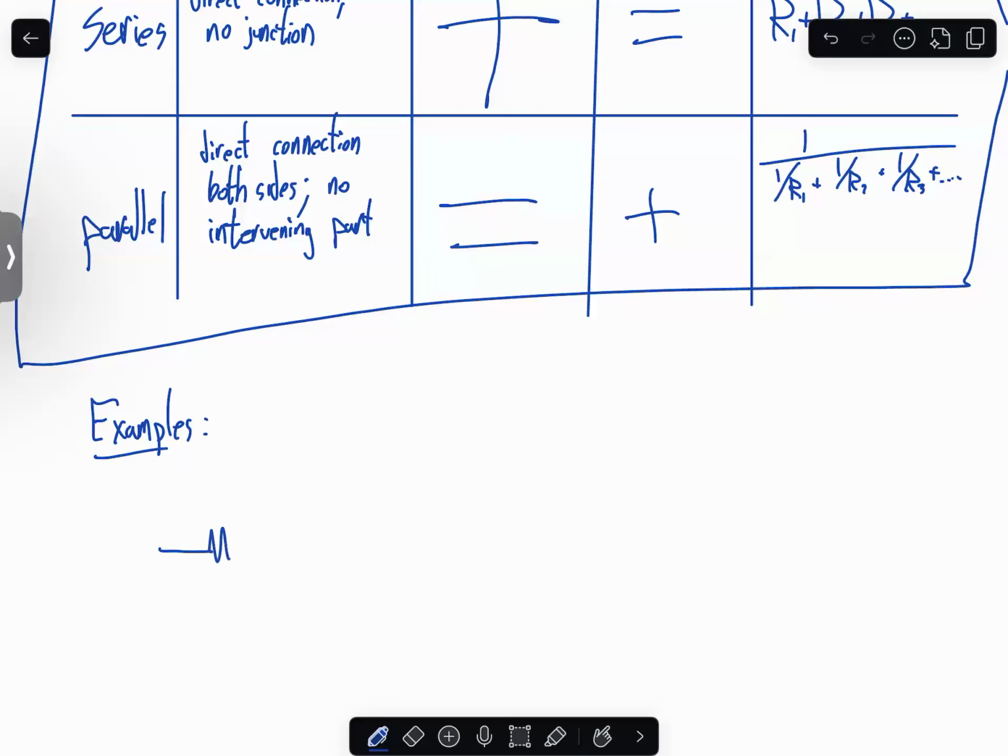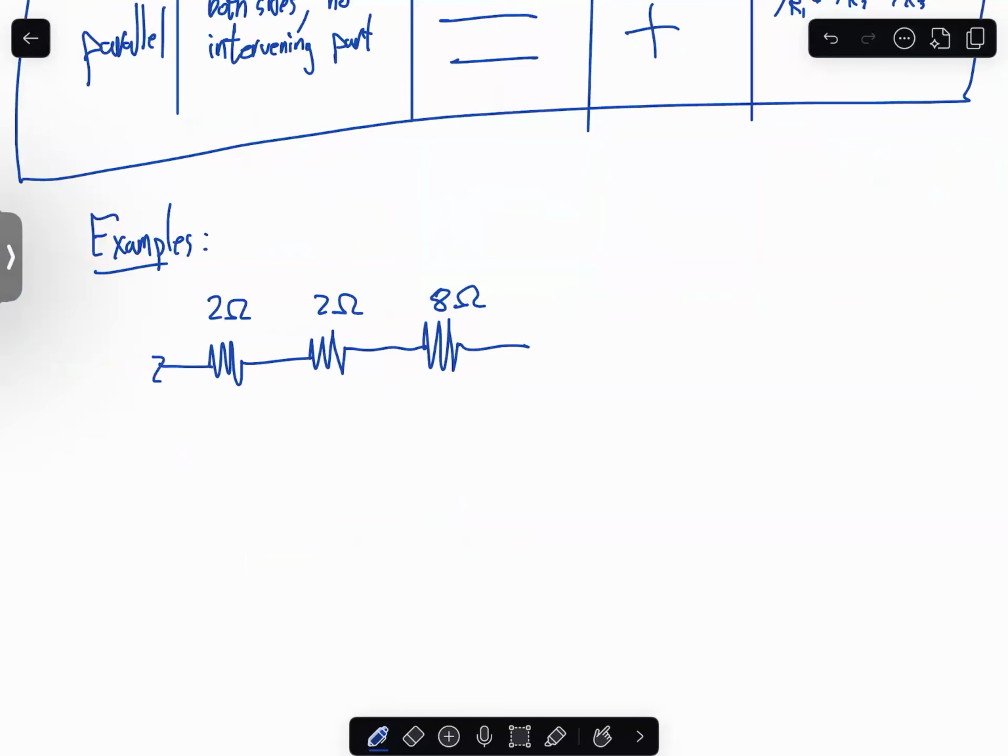Examples. 2 ohms, 2 ohms, 8 ohms. Symbols, by the way. The squiggle is a resistor. Almost all of y'all should have seen this in the lab last week. There's a new symbol today, and that is a squiggle.